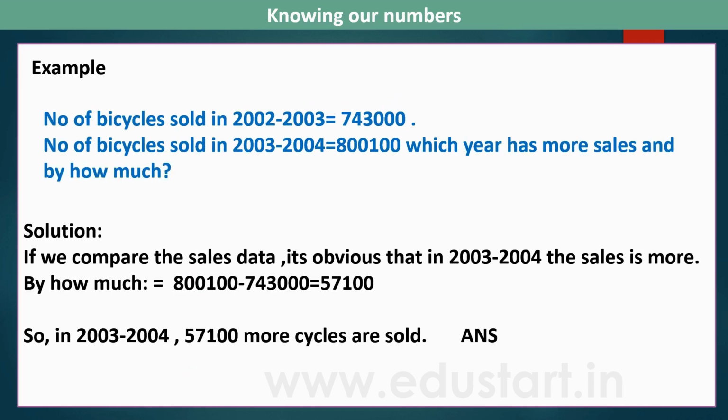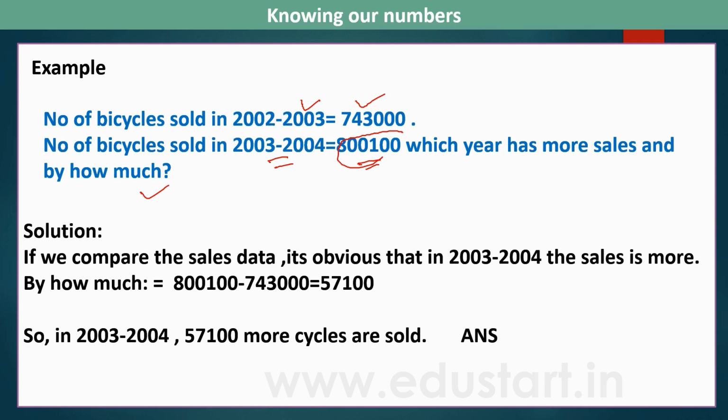So let's go through another example. The number of bicycles sold in 2002-2003 is this much, 7,43,000. Number of bicycles sold in 2003-04 is this much. Which year has more sales and by how much? Whenever we are asked how much is the increase, it means that we have to find out the difference of the two numbers. So now let's see, in 2003 and 2004, this is the number which is sold. It means that let's find the difference.